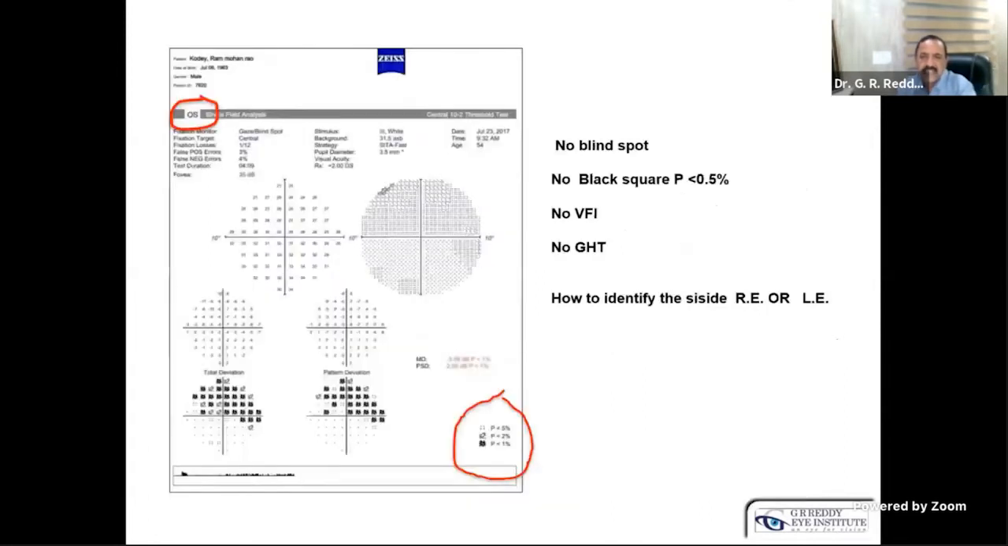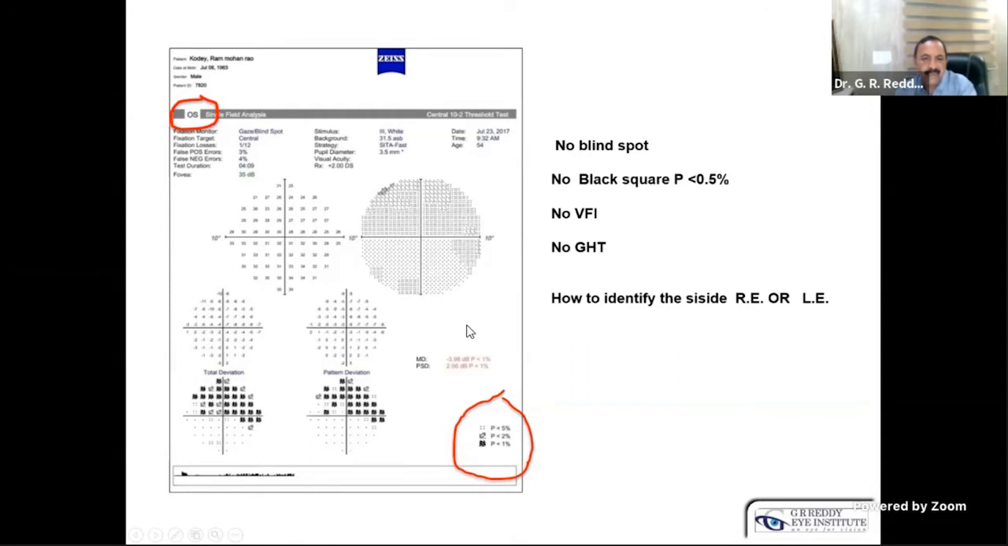Short-term fluctuation is inter-test variation. In the difference between 10-2 and 24-2 or 30-2, the blind spot will be absent, and the p-value less than 0.5% is not calculated in 10-2. It is only p-value less than 1%. A black square will not be seen in the 10-2 point pattern.